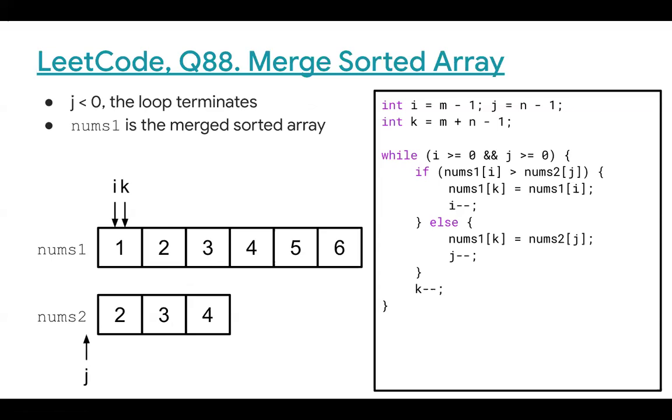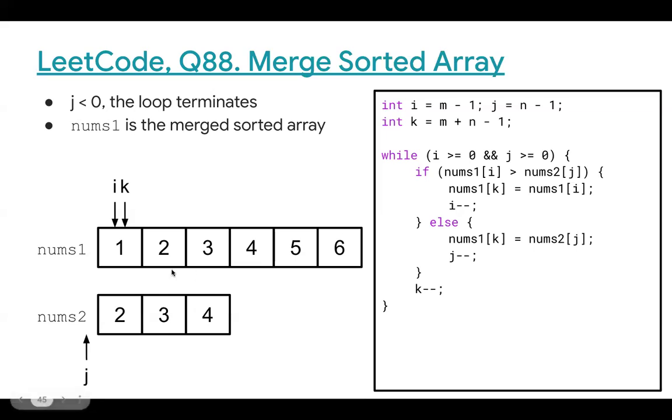Okay. And then when should we stop, right? When should we stop? Now, in this demo, we can see when j is smaller than 0, the loop should terminate, right? Because when j is smaller than 0, which means we have already copied all the elements from nums2 to nums1. So of course we should stop, right?